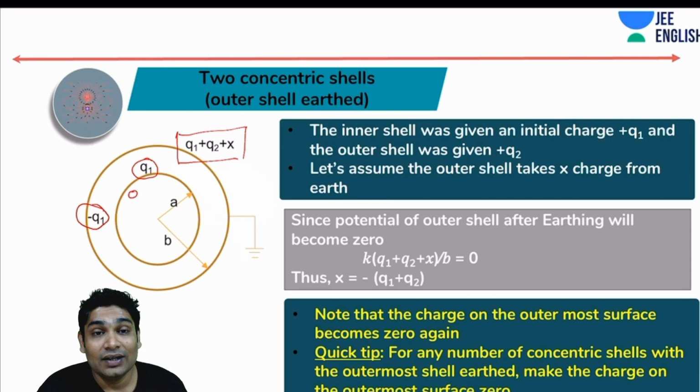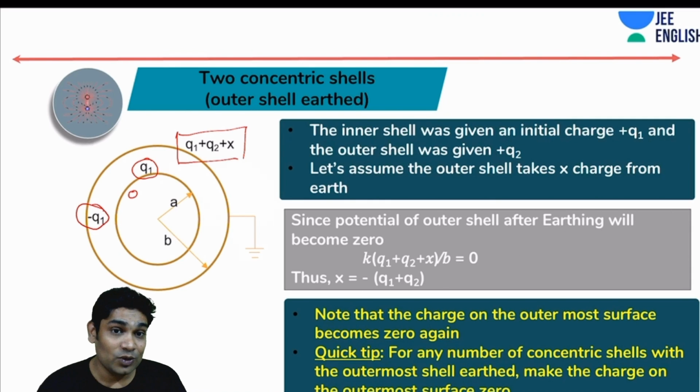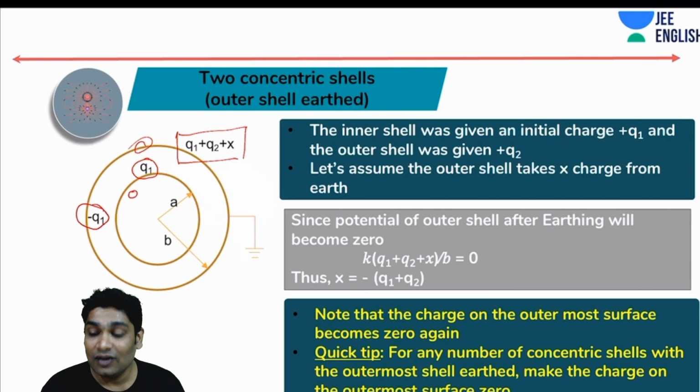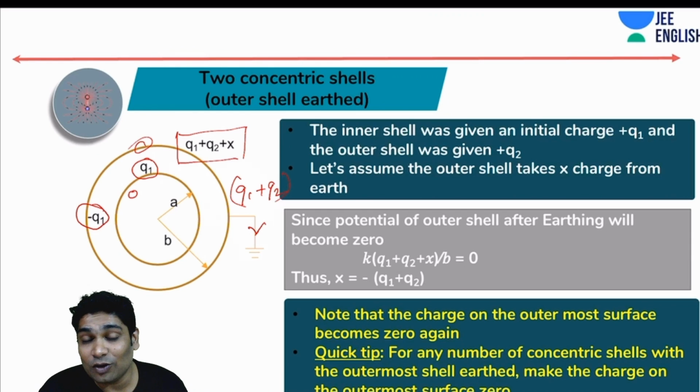Now, all I need to do is use the fact that the potential of this shell, which has been connected to earth, would be 0. So k(q1 + q2 + x)/b must be 0, which gives x equal to the entire charge flowing to earth. Since q2 was already present on the sphere and q1 has also flown to earth, it is left with a total charge of -q1, which comes on its inner surface, and eventually the outer surface will have a net charge of 0.